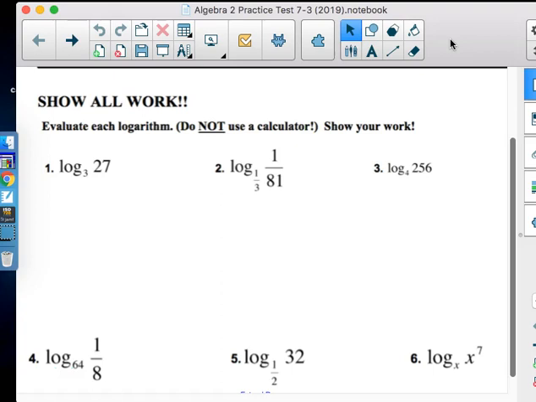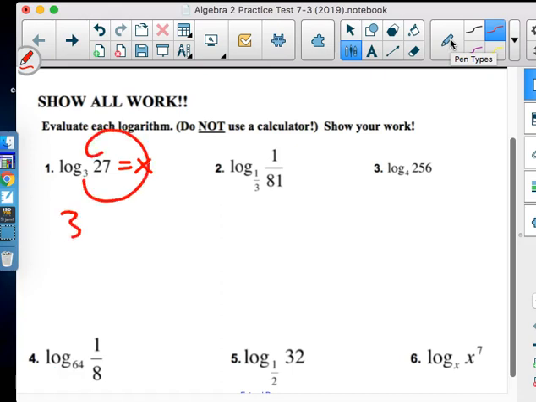So let's see. It says evaluate each logarithm. Do not use a calculator. Show your work. Ideas how we could do that? Snail shell it, yeah. Put an equals x or equals some variable over here and snail shell this. 3 to the x equals 27. And you will have a power chart, but do you know that one offhand? 3. And that's all we want, just 3.